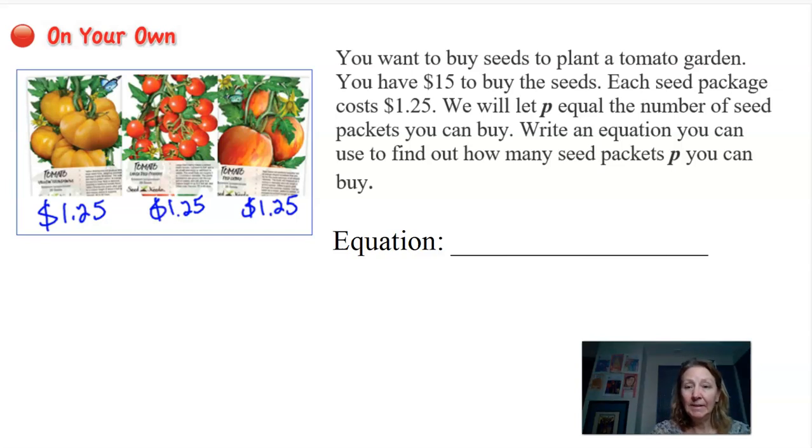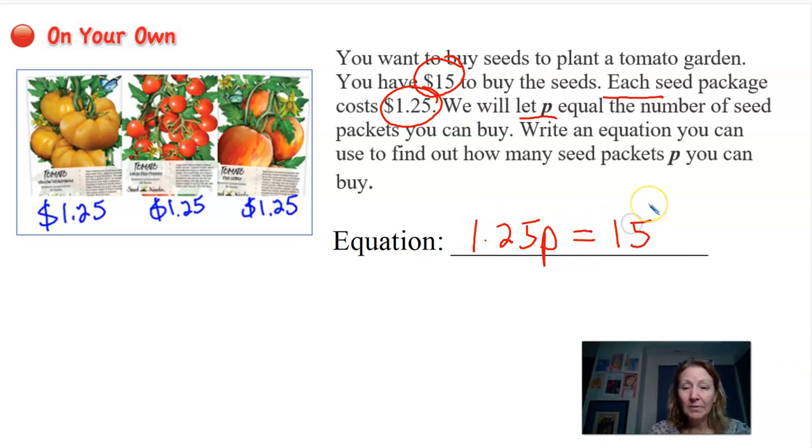Okay, so you're planting seeds. You have a total of $15. Each package costs $1.25. They're already telling us that P equals the number of seed packets you can buy. So P is the number of packets. Write an equation to find out how many packets you can buy. So hopefully you're thinking of something like this. The word each usually means times, right? So if I multiply 1.25 times the number of packets I'm going to buy, it should equal $15.